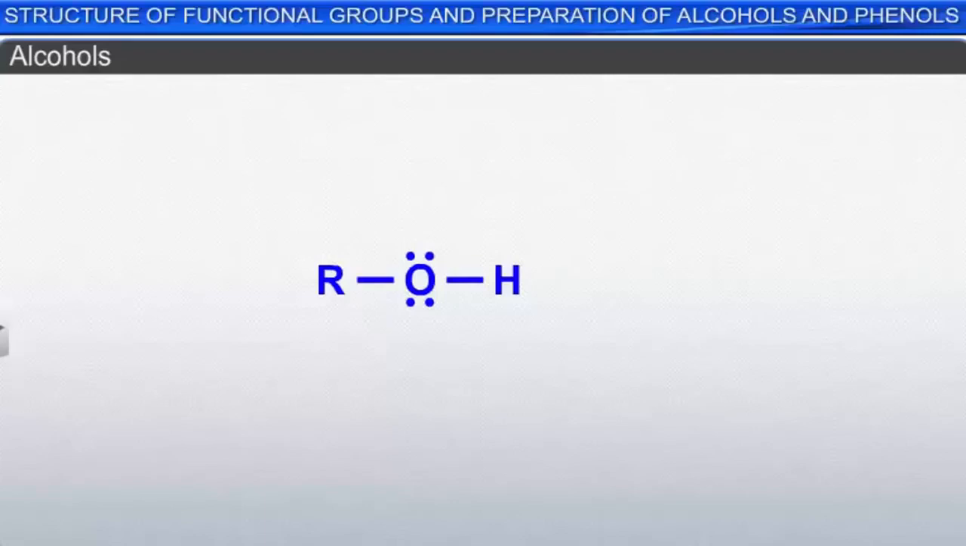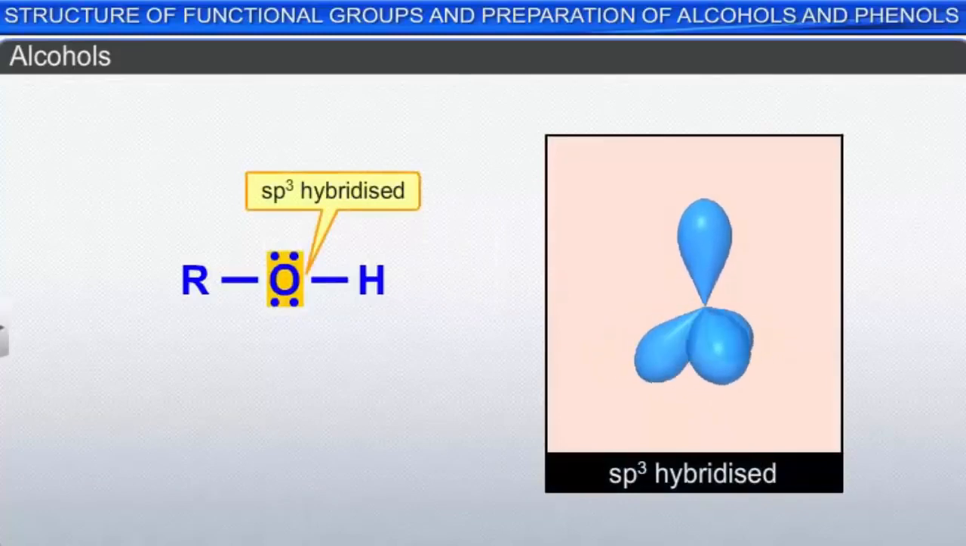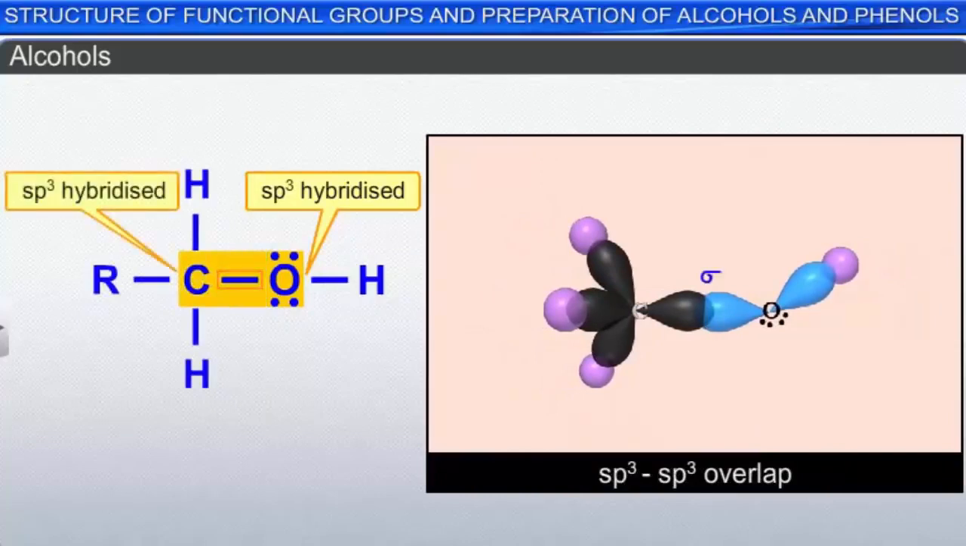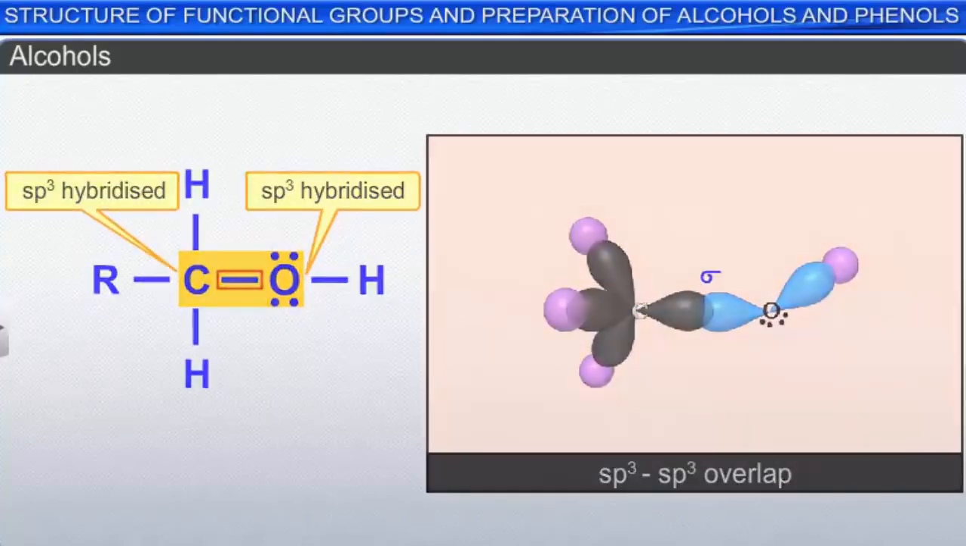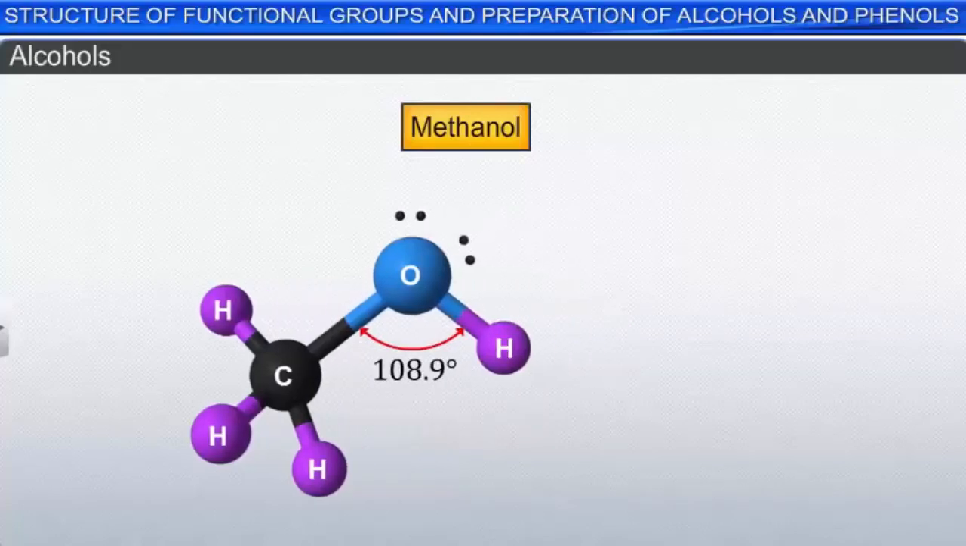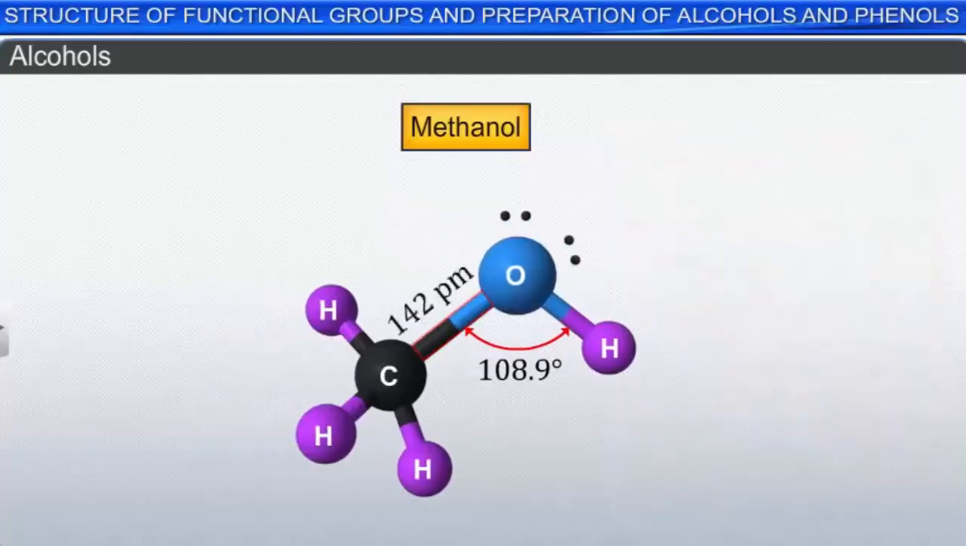Let's start by looking at the hydroxyl group in alcohols. The oxygen is sp3 hybridized. It forms a sigma bond with end-to-end overlap with an sp3 hybrid orbital of carbon. In methanol, the carbon-oxygen-hydrogen bond angle is 108.9 degrees, slightly less than the tetrahedral bond angle of 109.5 degrees due to the repulsion between the lone pairs on the oxygen atom. The carbon-oxygen bond length is 142 picometers, and the oxygen-hydrogen bond length is 96 picometers.